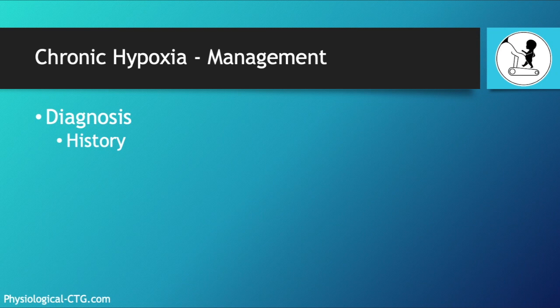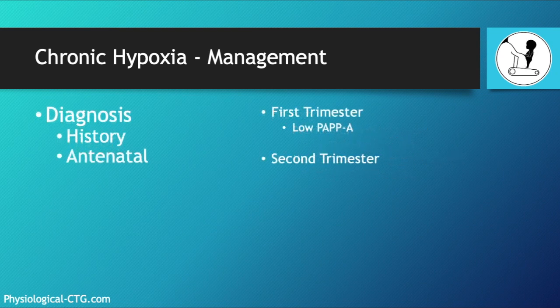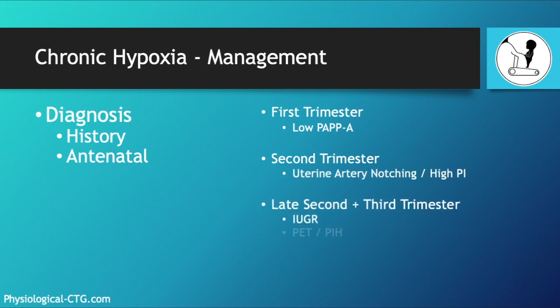How do we manage chronic hypoxia? Starting once again with the diagnosis, we start by risk assessing the mother for risk of development of chronic hypoxia by exploring any prenatal risk factors. We then proceed to explore the antenatal history for signs or symptoms suggestive of chronic hypoxia, paying special attention to fetal movements during the time leading up to labor.